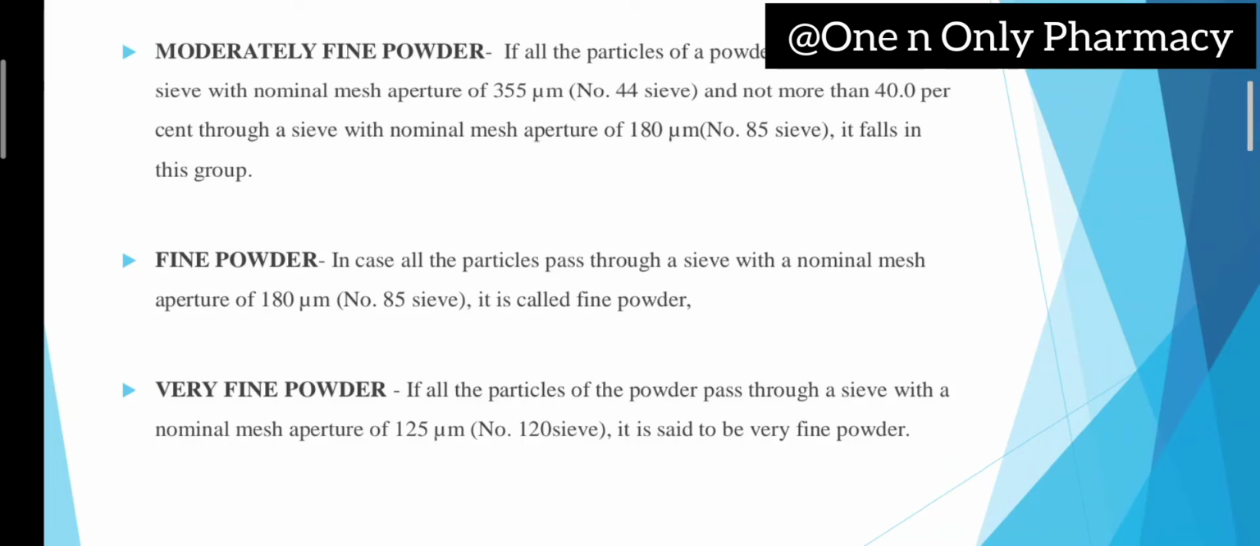Fourth one, fine powder. In case all the particles pass through a sieve with a nominal mesh aperture 180 micrometer, meaning number 85 sieve, it is called fine powder. Fine powder means all particles pass through sieve number 85.